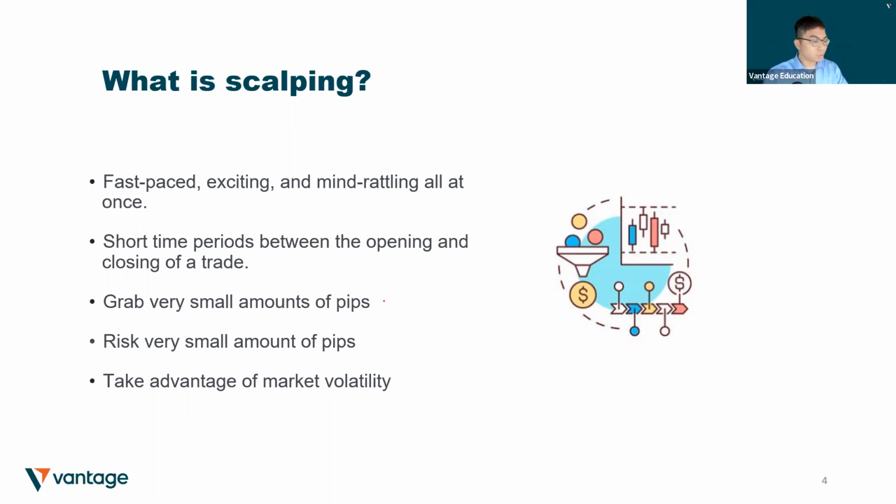So we grab a very small amount of pips. For Jin, for example, he trades roughly 3 to 5 pips per trade, or maybe 5 to 10 pips, and he closes out his trade. Also, he risks a very small amount of pips, and we are taking advantage of the market volatility. For me, I am scalping on the 1 minute time frame. I actually have 2 charts open. Normally, I have the 15-minute chart on one side, and my main chart that I'm looking at is on the 1 minute.